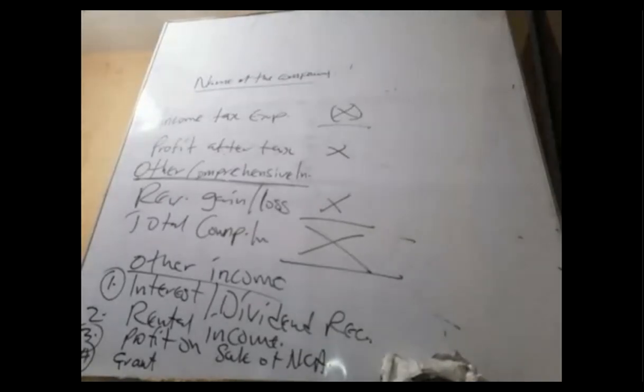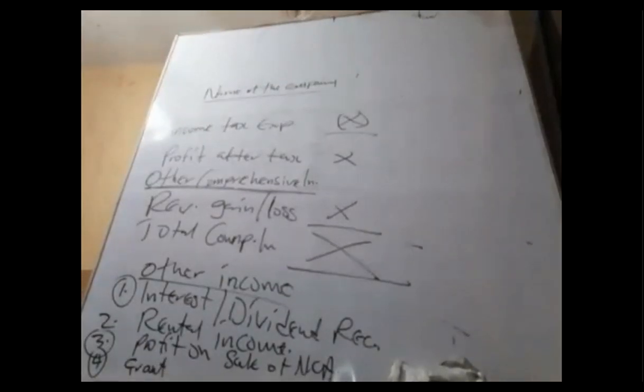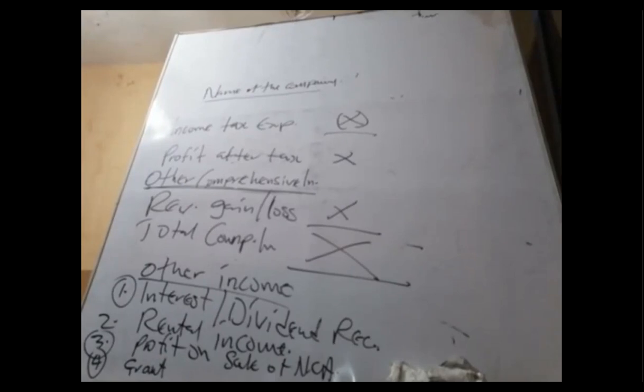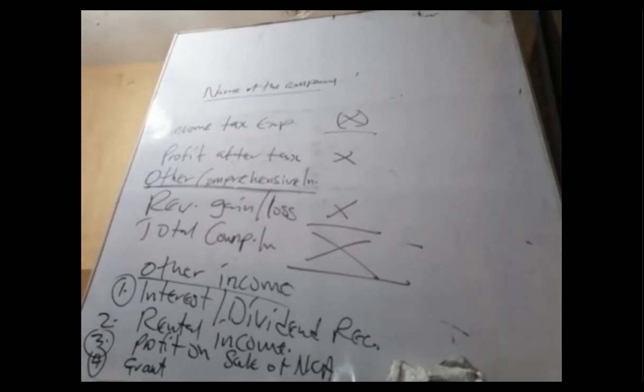Grants, government grants. You can also talk about the fair value gain on investment property. Yes, the other one too. Fair value gain on investment property. So these are other income. This one, they are realized. They are not like hearsay. They are not like imagination.